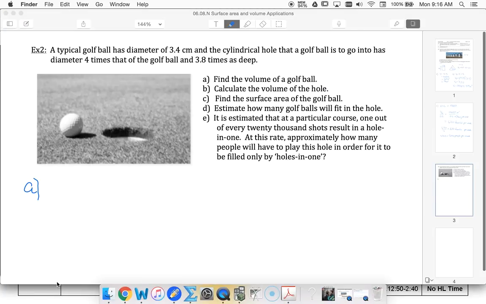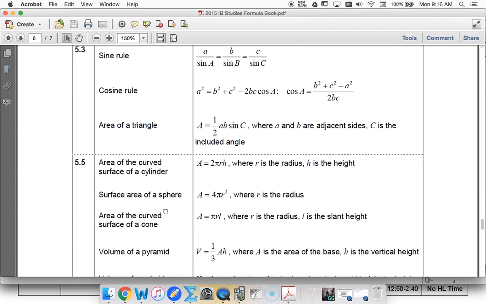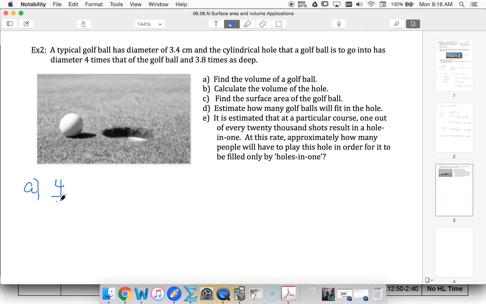I know from my formula booklet that the volume of a sphere is going to be 4/3 pi r cubed. So we've got 4/3 pi. Our r is going to be half of the diameter. So let's write that down first. So we know that r is going to be 3.4 divided by 2. That's going to give us 1.7. So volume 4/3 pi r cubed.